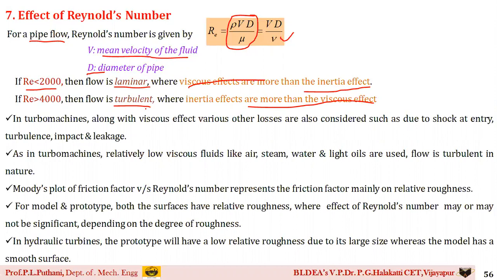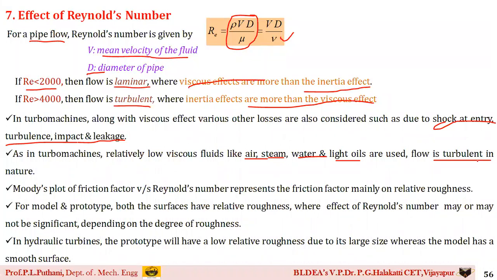So in turbo machines, when the fluids are flowing along with these viscous forces, we need to consider some additional losses, that is the losses which may occur due to the shocks at the entry level, or with the turbulence impact, and even there will be some leakage also. Why does this happen here? It happens because the fluids which we especially use in turbo machines have a low viscosity, or we call them low viscous fluids. That is, the fluid may be air, steam, water, or any light oils whose viscosity is very, very less. Therefore, obviously we don't get laminar flow, it will always be turbulent flow in nature itself.